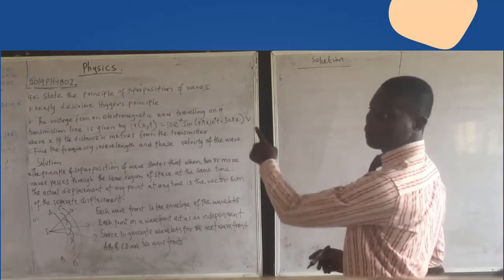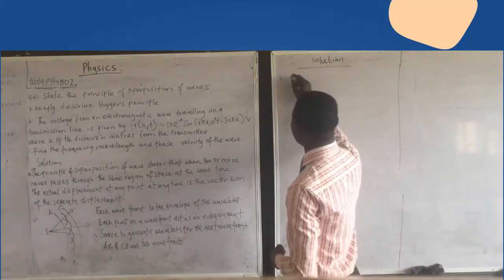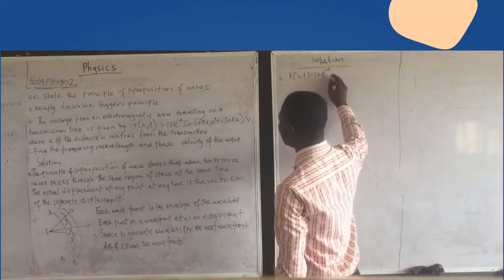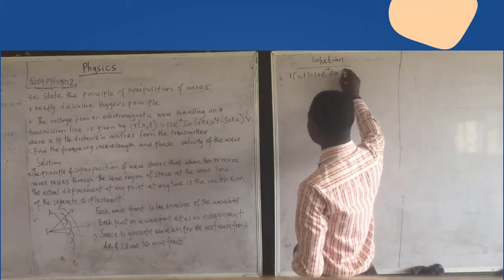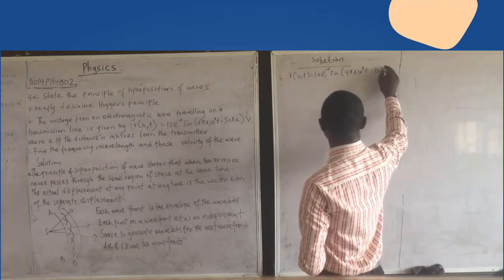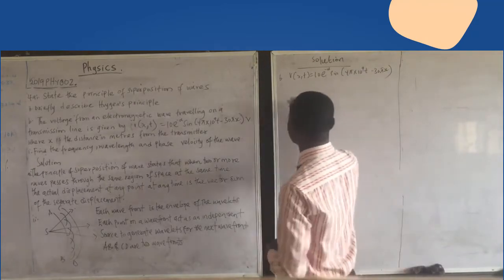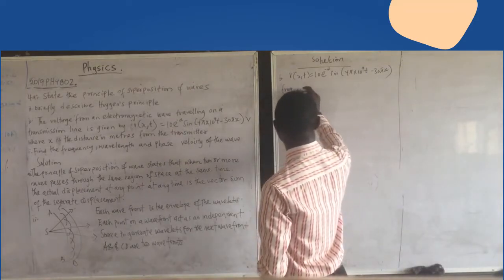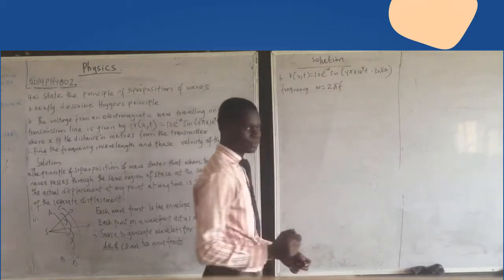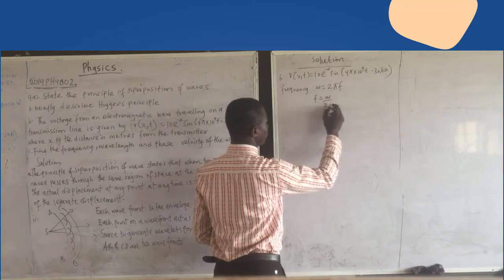The voltage of an electromagnetic wave traveling on a transmission line is given as V of x,t equals 10 e raised to the power minus alpha x, sine of 4 pi times 10 raised to the power 9 t minus 30 pi x. We are told to find the frequency. So how do you calculate frequency? Omega equals 2 pi f. So make f the subject of the formula, f equals omega over 2 pi.